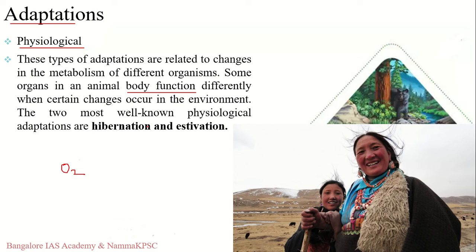Another very good example is obviously hibernation, where animals, in order to protect themselves from the winter cold, in order to conserve heat, bring down their metabolic rate and go into sleep. So these are very good examples when it comes to physiological adaptations, where they change the metabolism within the body in order to suit the changes in the environment.